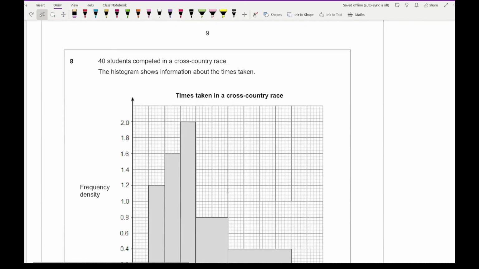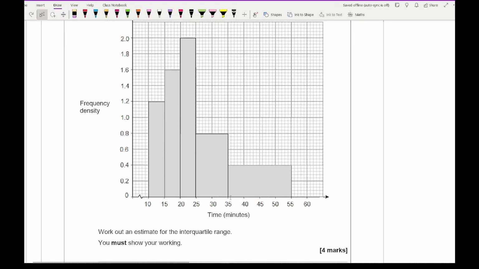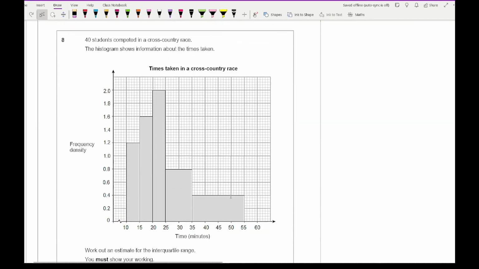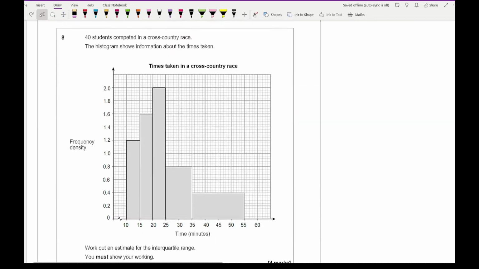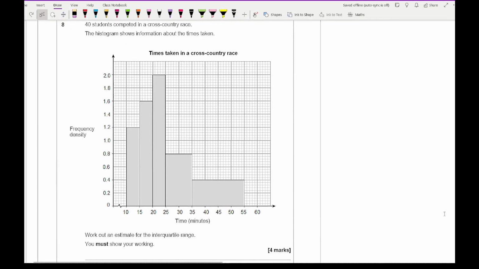Then moving on to our last question, it says that 40 students completed a cross-country race. The histogram shows information about the times taken, and the question's asking us to work out the estimate for the interquartile range, and you must show your working out. So let me just zoom out so we can see the question in its entirety on the screen. Now for this, we first of all need to work out the area of each of the bars. So we've got 40 students.